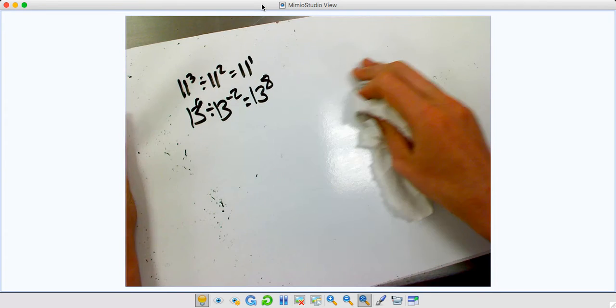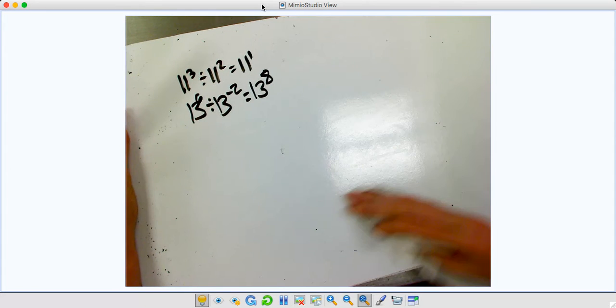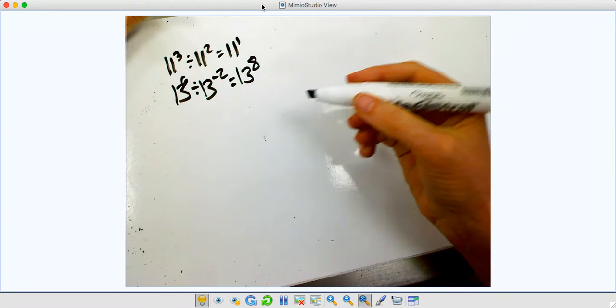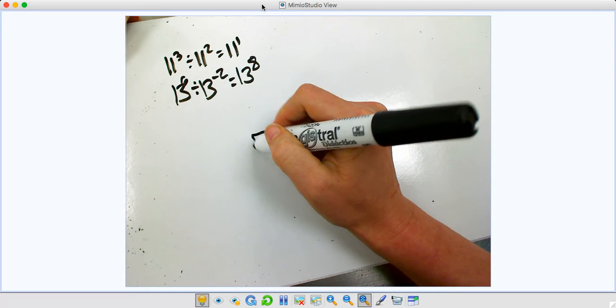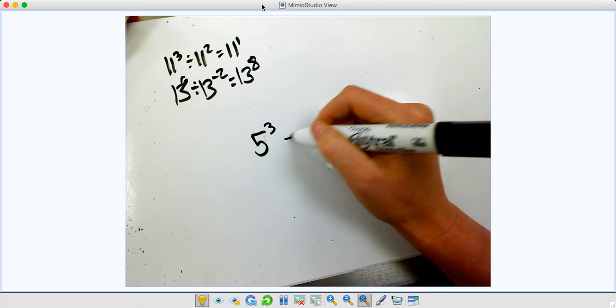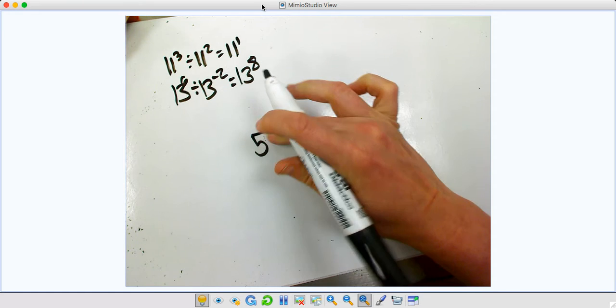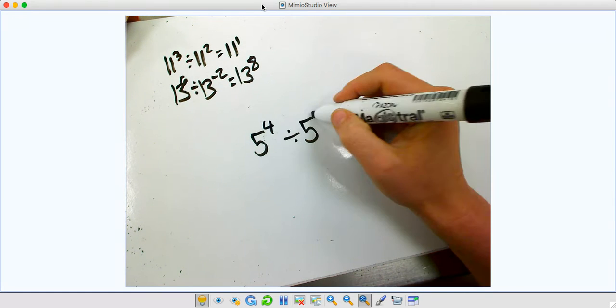Now you might start to see a pattern, but let's see if we can do one more, maybe a little less difficult, and see if that pattern that you're thinking about works. So I have 5 to the 3rd power divided by 5. Let's do 5 to the 4th power. Makes things interesting. 5 to the 2nd power.